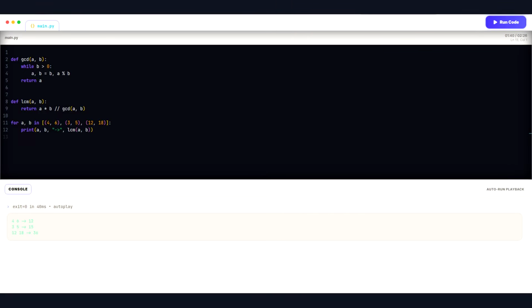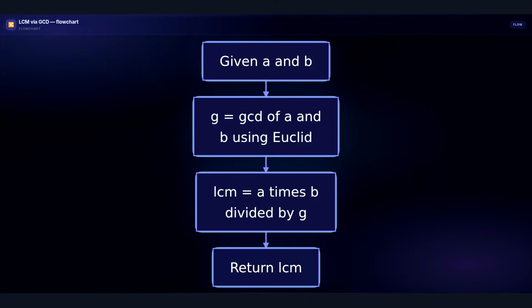Four and 6 meet first at 12. 3 and 5, sharing nothing, meet only at their product, 15. And 12 and 18 meet at 36. The flow is direct. Find the greatest common divisor with Euclid's method, then divide the product of the two numbers by it. That result is the least common multiple.